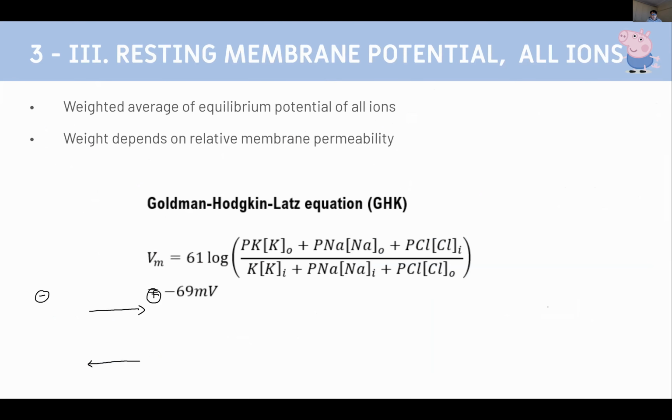So looking at the resting membrane potential now. The difference between the resting membrane potential and the equilibrium potential is that the resting membrane potential factors in all ions. In reality, we have more than just potassium in a cell. So the RMP is going to be our weighted average of the equilibrium potential of all the ions. And the weight that we give to each equilibrium potential also depends on the membrane permeability.